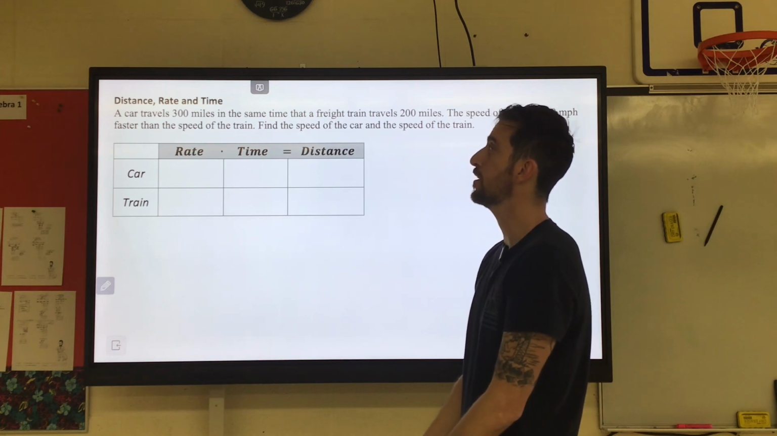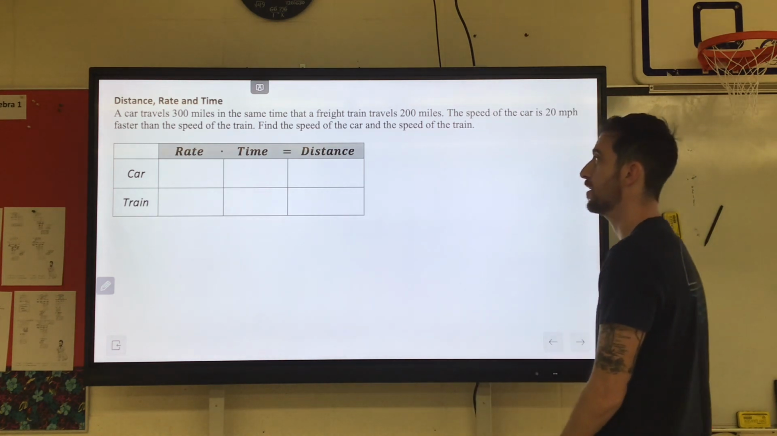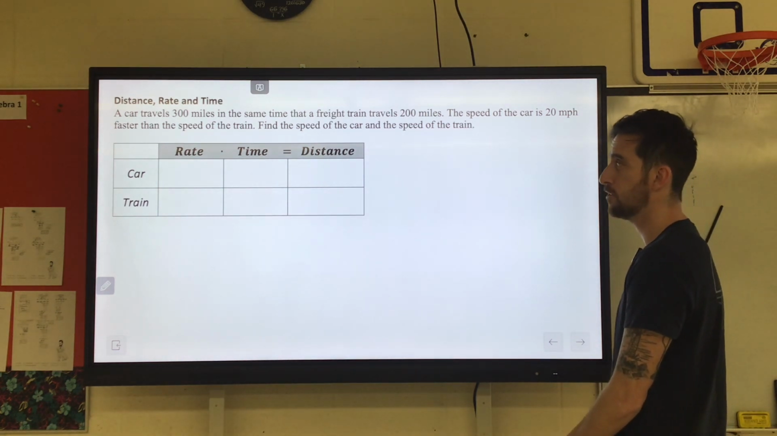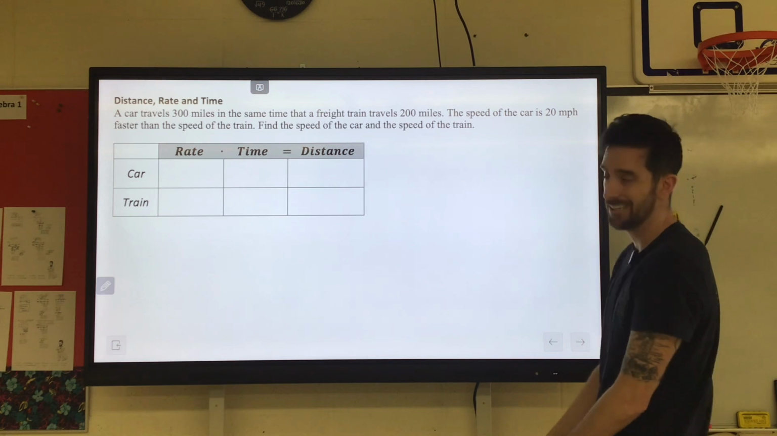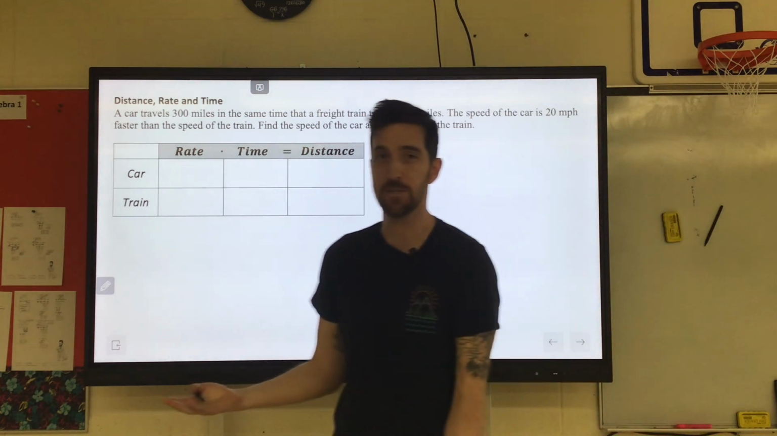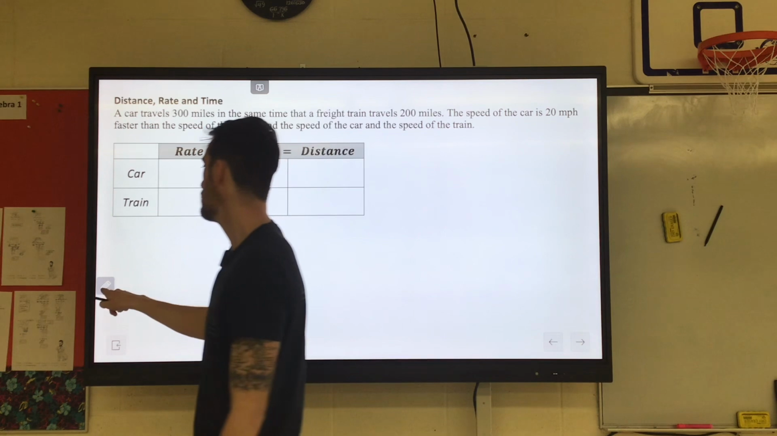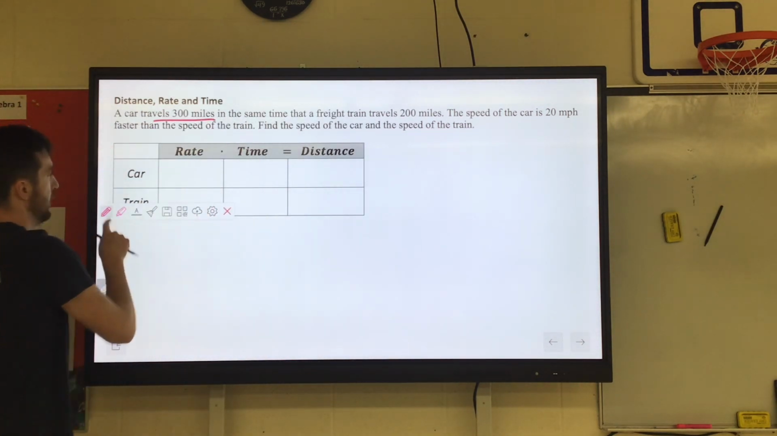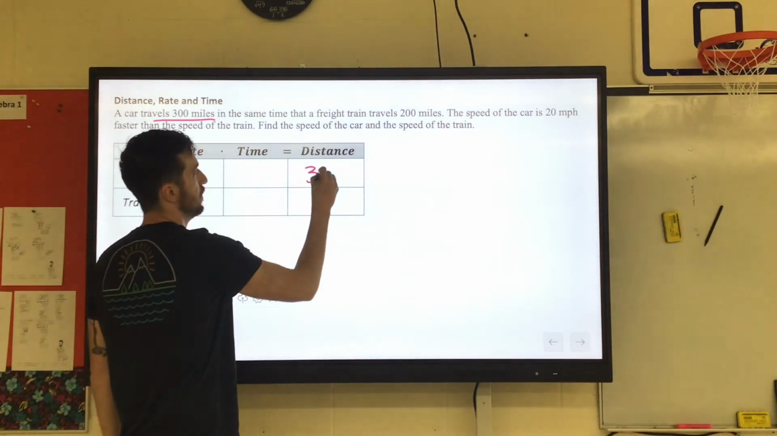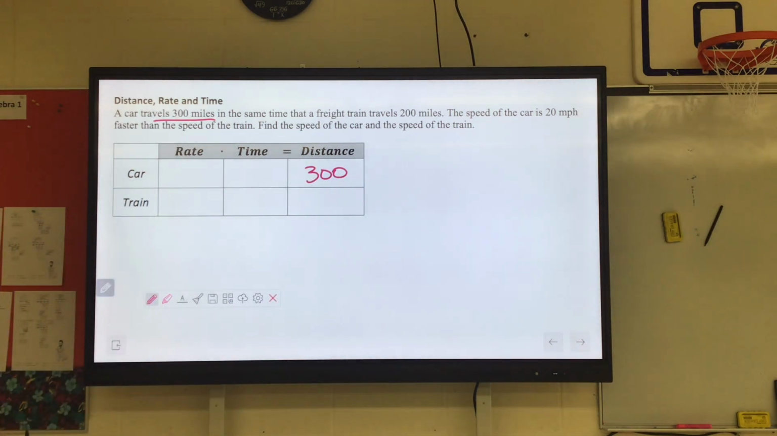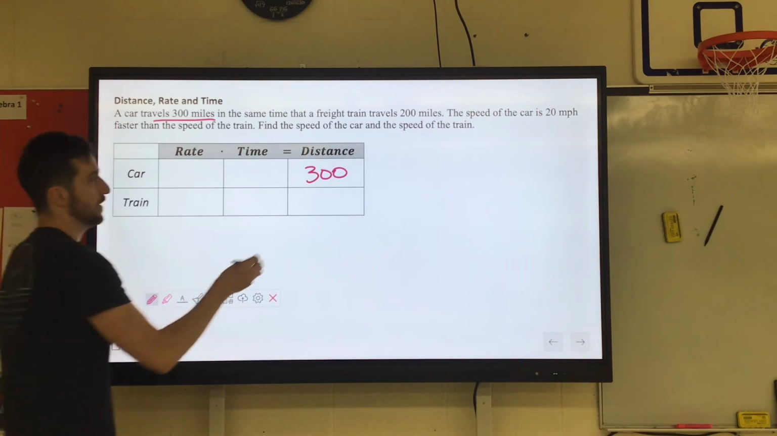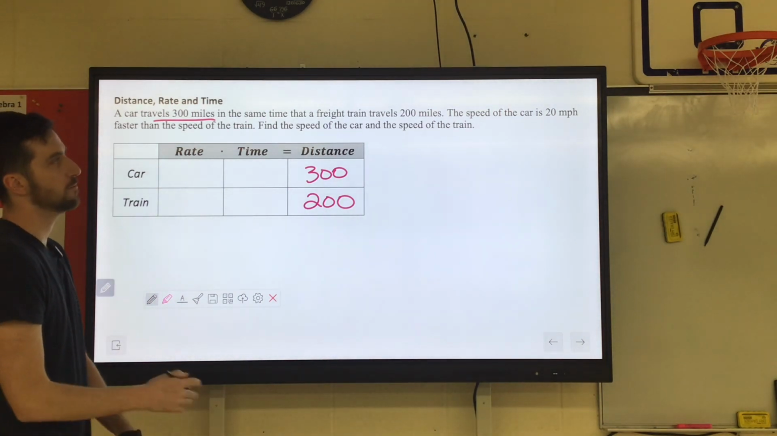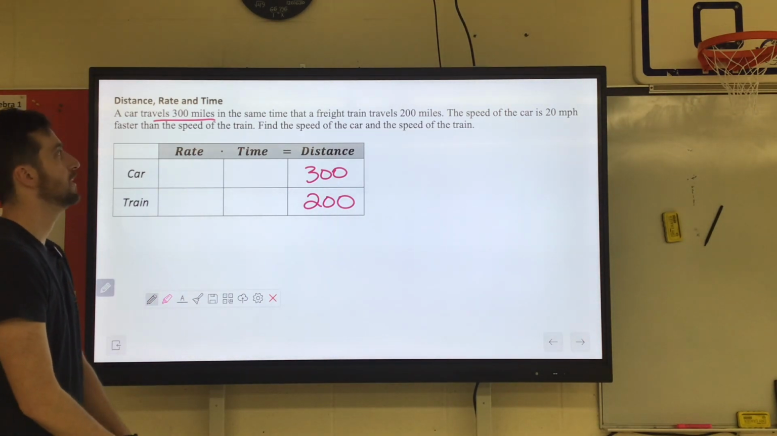So a car travels 300 miles in the same time that a freight train travels 200 miles. The speed of the car is 20 miles an hour faster than the speed of the train. Find the speed of the car and the speed of the train. They're telling us to figure out the speed. Speed is our unknown. So let's look at some of the information. The car traveled 300 miles, so the car's distance was 300. The same time that a freight train traveled 200 miles, all right? Train went 200 miles. The other information they give us is the speed of the car is 20 miles an hour faster than the speed of the train.